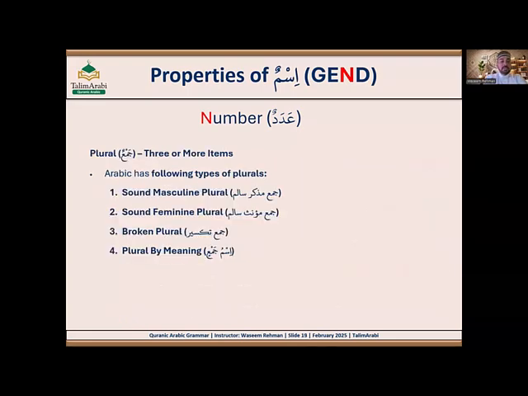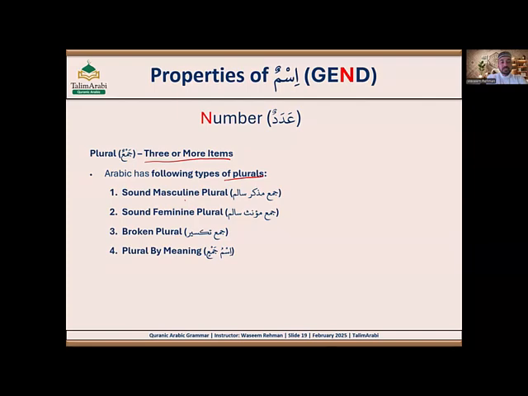So now let's go to the third one, plural. So three or more items. In Arabic, the plural is not for two. For two, we have a separate category called musanna or dual that we learned. For plural in Arabic, it's basically three or more. And then there are different types of plural. So Arabic has the following types of plural. Like a sound masculine plural, we'll learn them one by one. And then the second category is called sound feminine plural. Third one is broken plural. And fourth is plural by meaning.